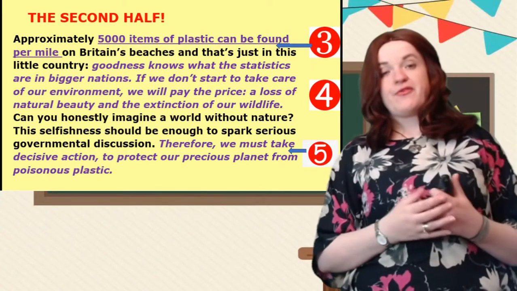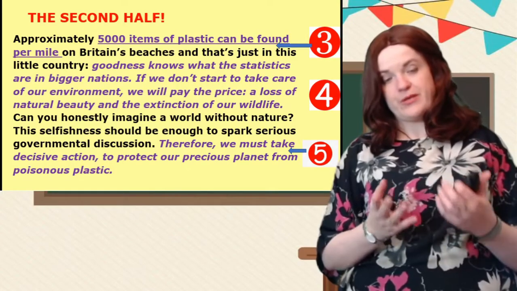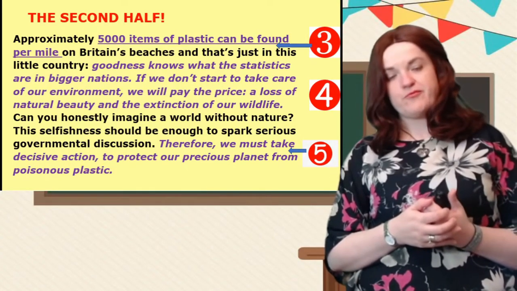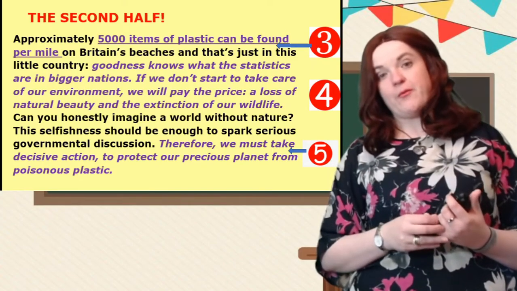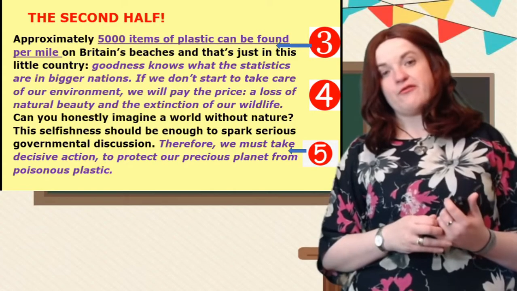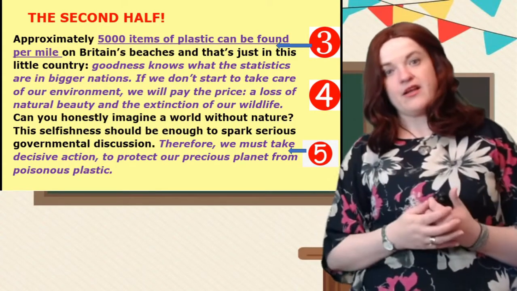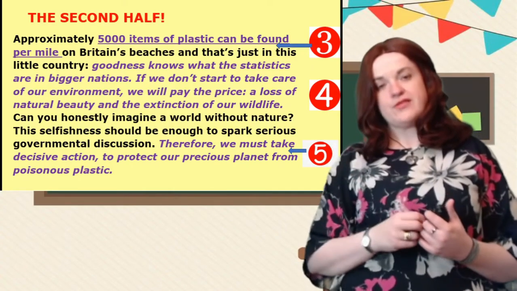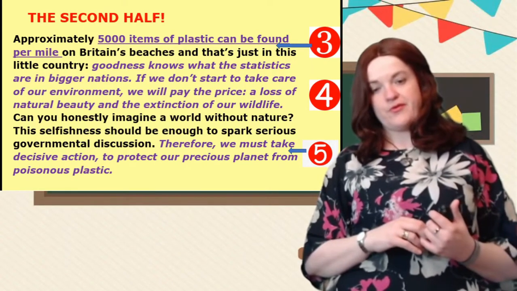So, step 3 we've got again. So we have got 2 statistics in this example, pieces of evidence. So here it's another statistic, 5,000 items of plastic per mile. Again, it's a huge number per mile, so that's just there to reinforce how big a problem we have on our hands. To again convince the reader that it's a huge problem. Then it goes on to expand that by talking about the impact if we don't do something about it.